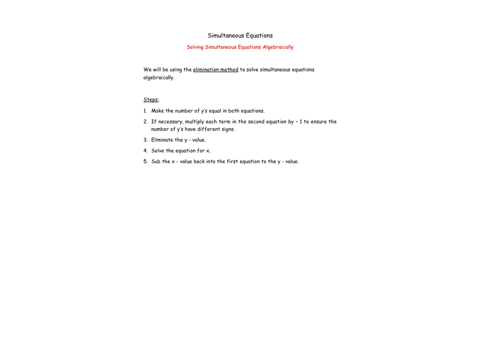If the signs are equal, we're not great, but if signs are different, we're perfect. So if they are equal, we multiply each term in the second equation or the first equation by -1 to ensure the number of y's have different signs. Then we eliminate the y value. After that, we solve the equation for x, and then we sub the x value back into the equation to find the y value. So they're the 5 steps, and now we're going to go through a few examples of type 3 of solving simultaneous equations algebraically.